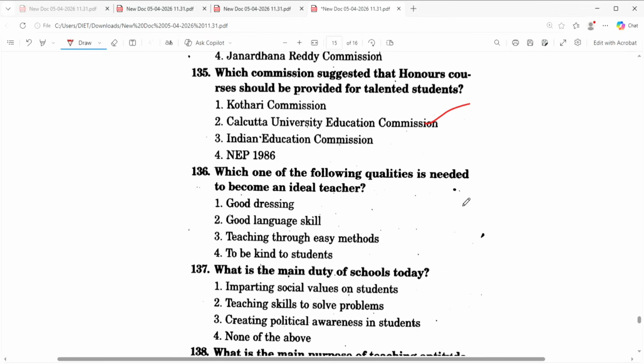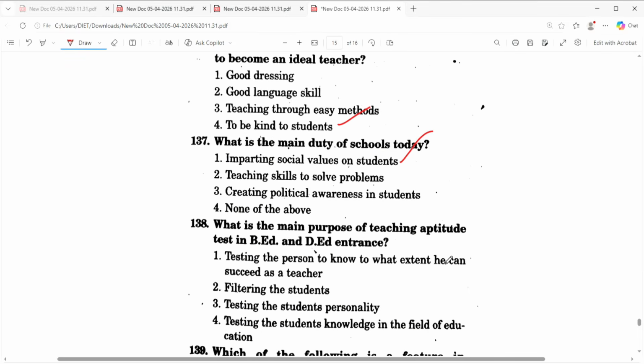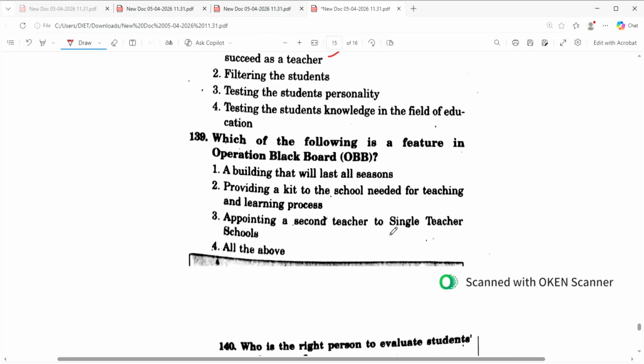To be kind to students. Right? What is the main duty of school today? 137. You see, imparting social values to students. What is the main purpose of teaching aptitude test in B.Ed and D.Ed student interest? Right? 138. Test the person to know to what extent he can succeed as teacher. Which of the following is featured in Operation Blackboard? So, all the above.